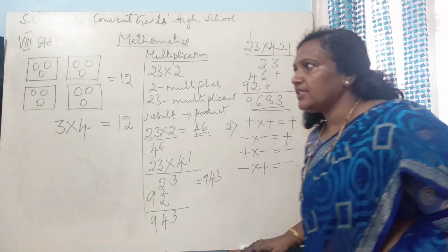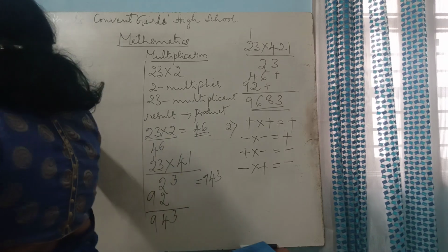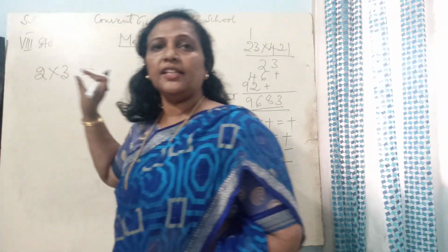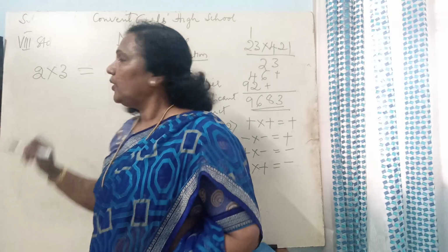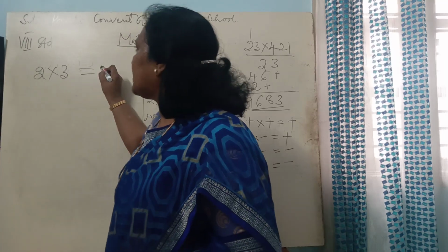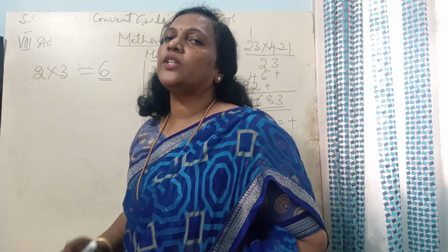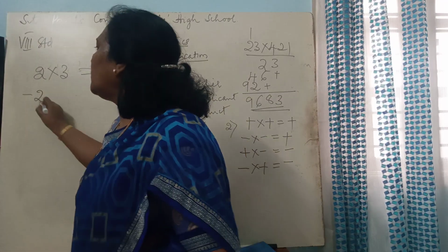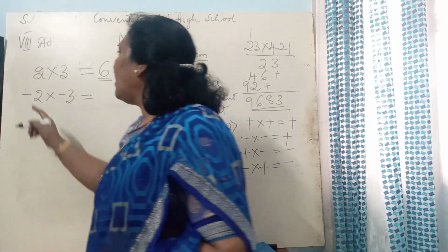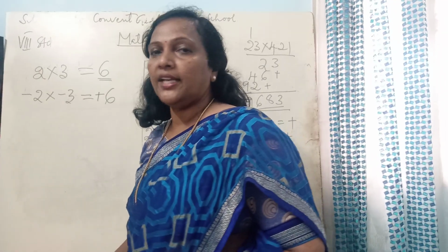For example, with simple problems. 2 into 3. If just the number is written, it is understood that it is plus. 2 3s are, first you have to always remember to multiply the sign. Plus into plus, plus. 2 3s are 6, therefore no need of writing plus. If you write just 6, it is understood it is plus. Minus 2 into minus 3. What did I say? First multiply the sign. Minus into minus, plus. 2 3s are 6. Then you have to multiply the numbers.